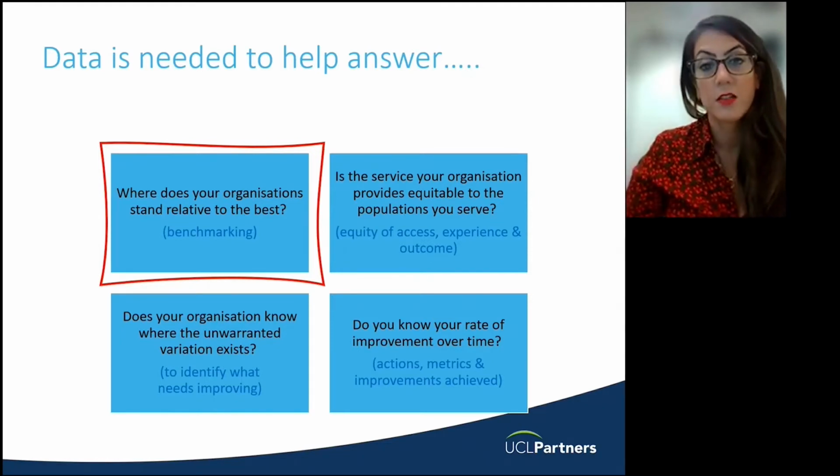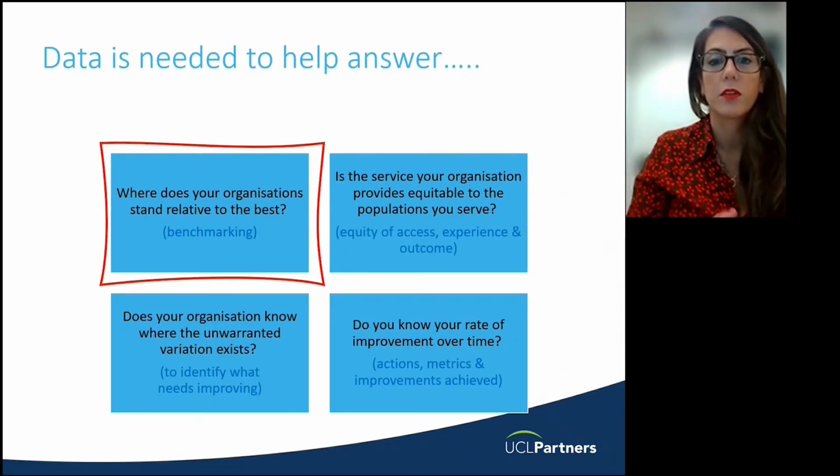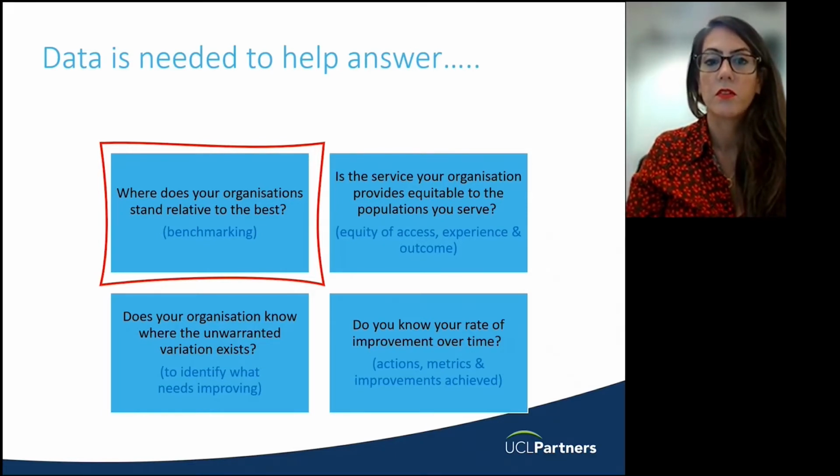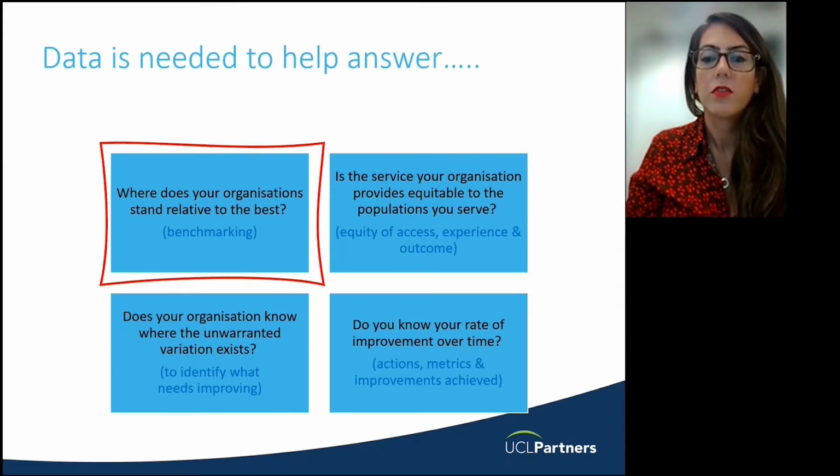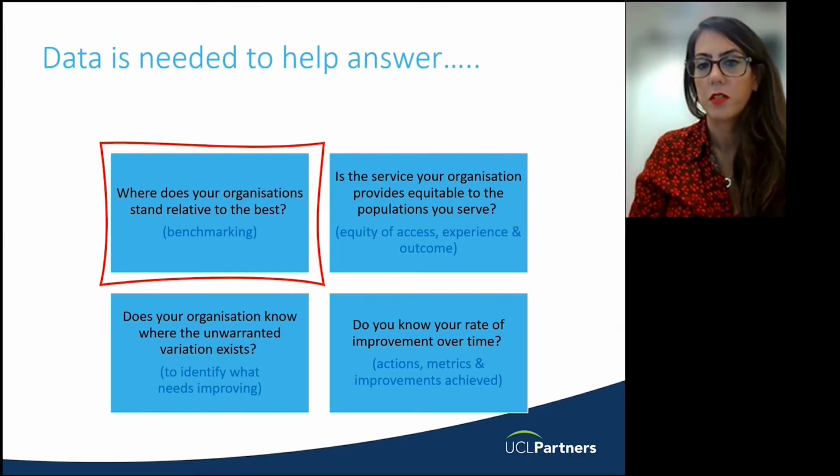What audit data is less good at telling you is, within individual organisations yourselves, is your organisation providing equitable services across all of your patients? Do you know where the variation exists? So for some clinicians, they might be practicing in one way, and for others, they might be practicing in a different way, or on certain days of the week, you might be getting a particular pattern of referral, etc. And do you know how you've improved over time? So that bar chart I just showed you provides a snapshot in time for that particular organisation. It doesn't show you whether that organisation was better or worse.